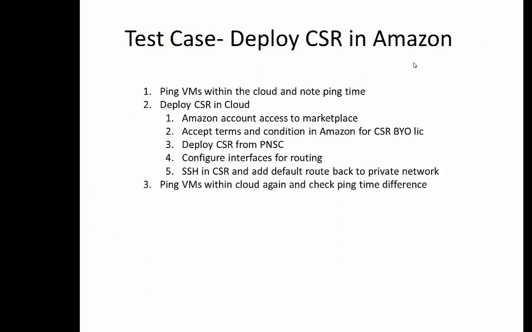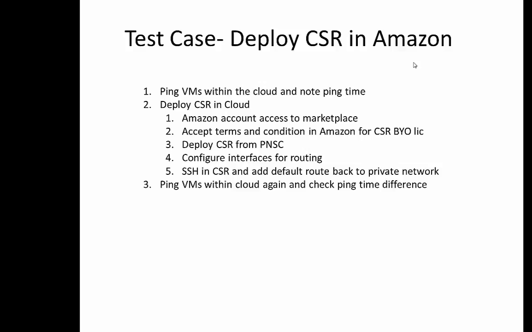And these are the steps: ping VMs within the cloud and note the ping time. Probably in your case, once you deploy, you can check that. You can ping the VMs from one VLAN to the other and see how much time it takes, and then deploy the CSR and see the changes, how it works. How does it make a difference?